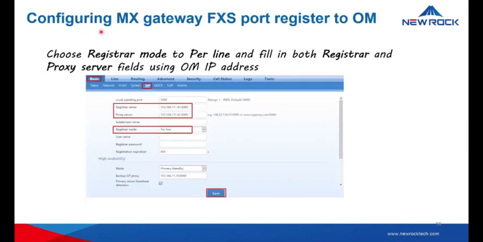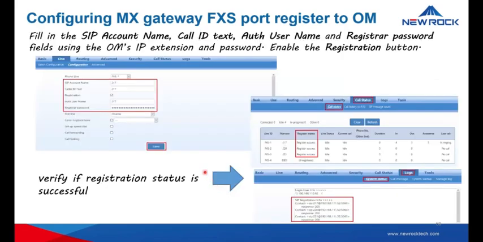Okay, so here is how to configure our MX gateway to register to OM. Basically, go to basic SIP and input the OM IP address and select per line, and save that. After that, go to the line configuration page, then input the extension number from OM and its password and click save. To verify the registration, go to call status and the register status should show success. Or go to log system status and the response is 200 OK. It means that the line is successfully registered to your OM.